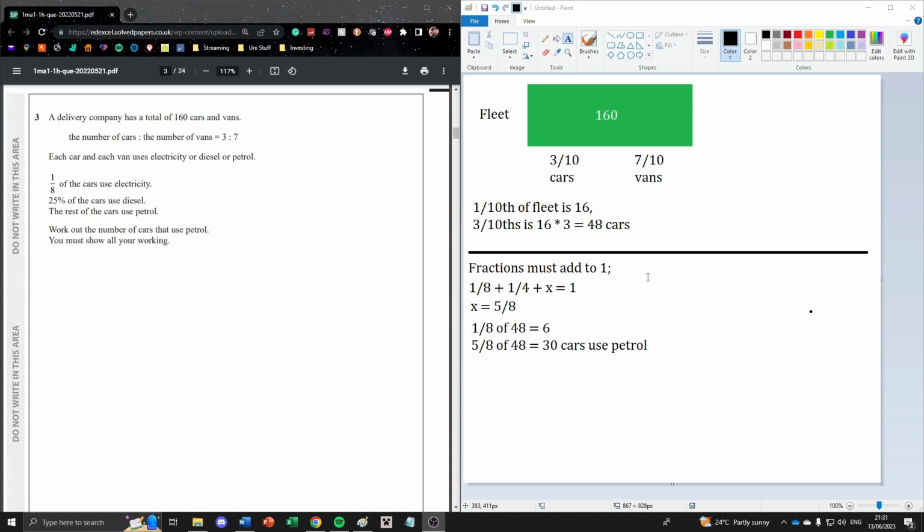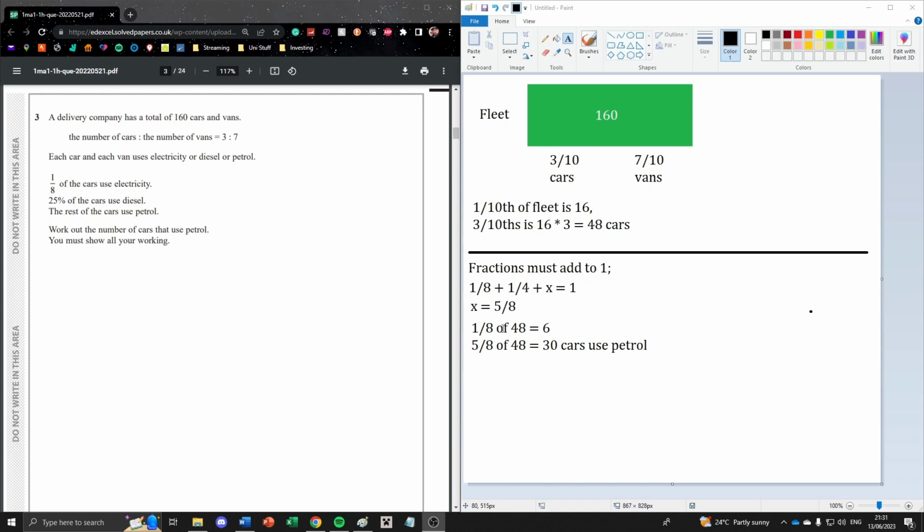So we can say that 1/8, the fraction of the cars that use electricity, plus 1/4, the fraction of the cars that use diesel, plus x, which is going to be the fraction of cars that use petrol, is going to equal 1. By quickly rearranging this, just subtracting 1/8 plus 1/4, which is equal to 3/8, from both sides, we can see that x equals 5/8. So 5/8 of the cars use petrol.